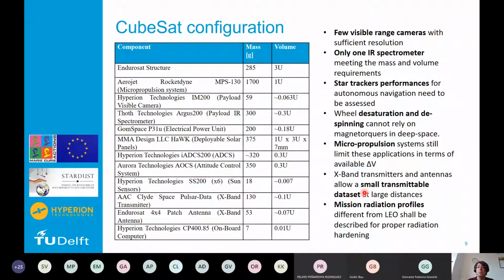And there is a small transmittable data set, but especially I want to stress the fact that commercial off-the-shelf components for CubeSat are designed for Earth applications, especially LEO. So since this kind of CubeSat will undergo a really different mission radiation profile, it is important to describe the radiation profile for a proper radiation hardening.